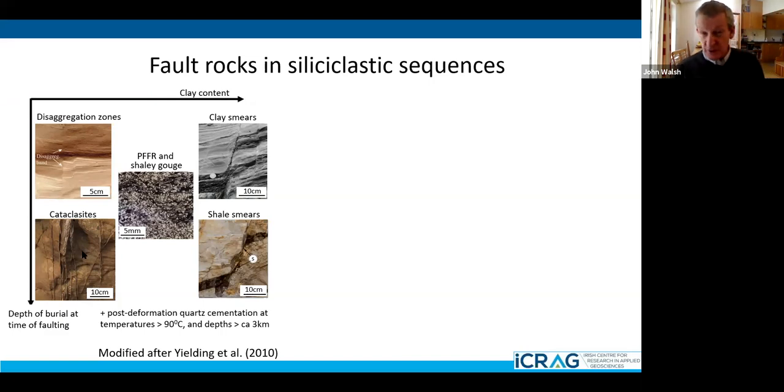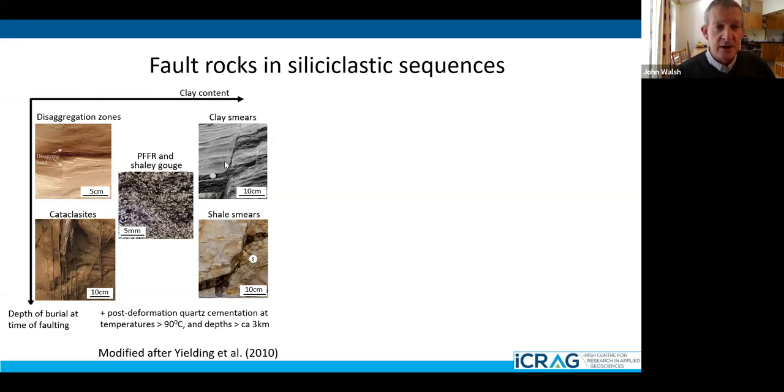If we get down deeper here with just sand on sand, we get things called cataclasites. The details of that don't matter. All that happens is that the grains are crushed in these sands, but it's a sand-rich rock because the clay content is low.